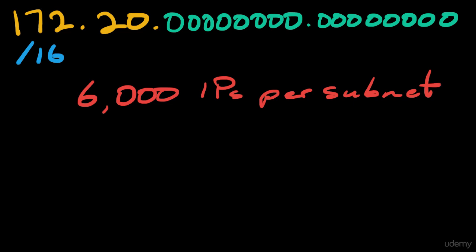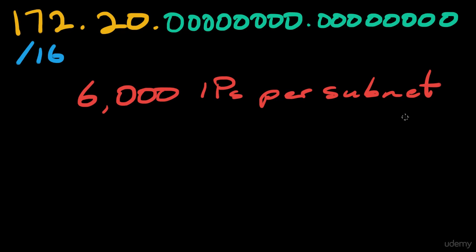In this presentation and the following two, I'd like to subnet a network ID from start to finish. Here we have 172.20.0.0. It's class B, so therefore the default prefix is /16. The first two octets are network ID, the last two octets are host ID. I'd like to subnet this so that we get 6,000 IP addresses per subnet.